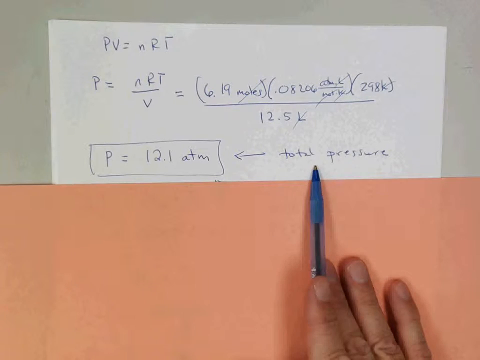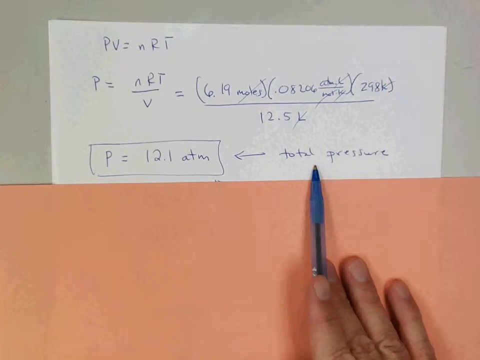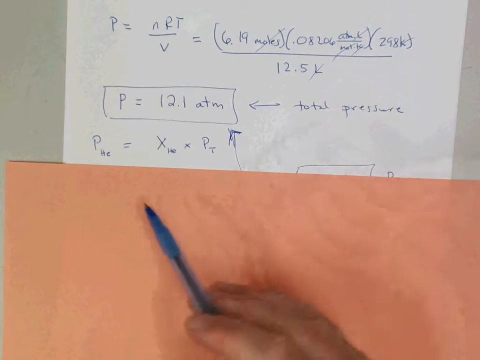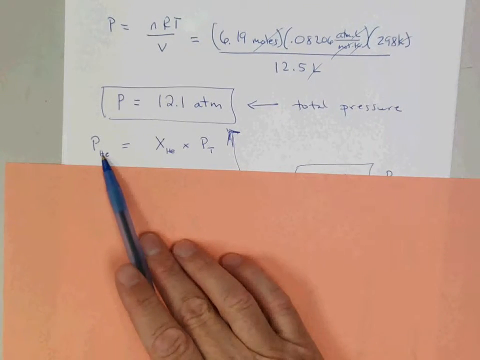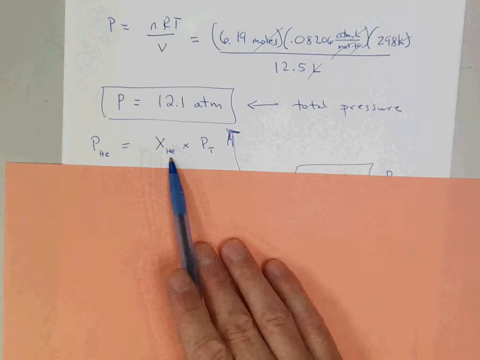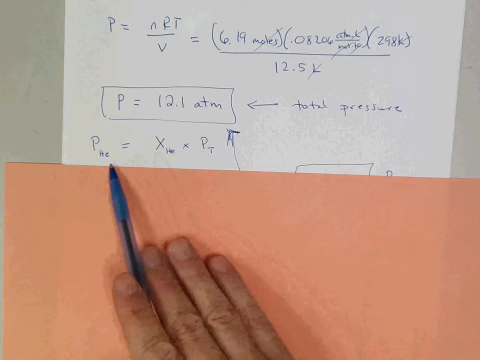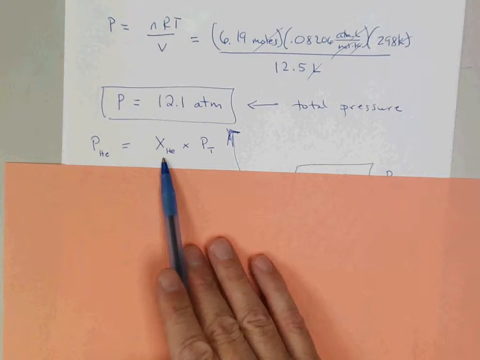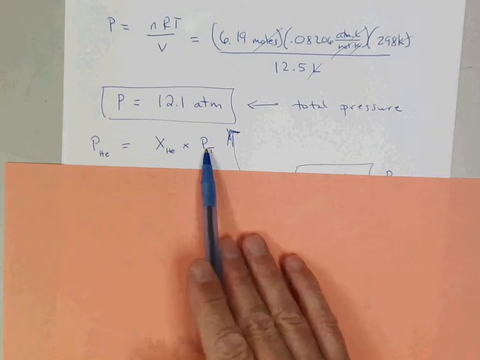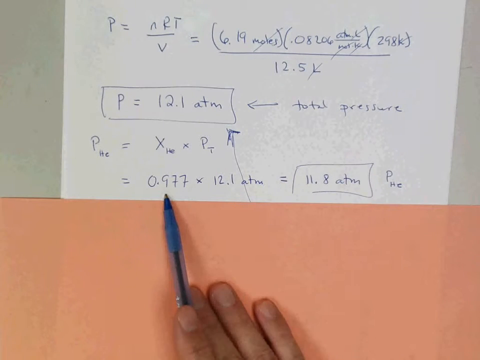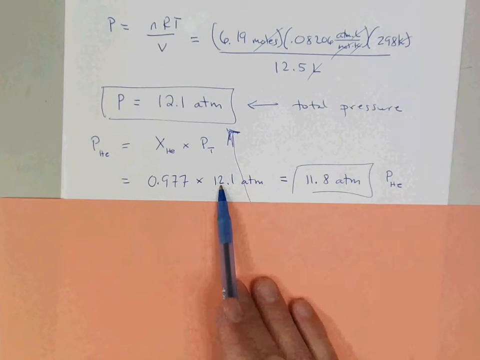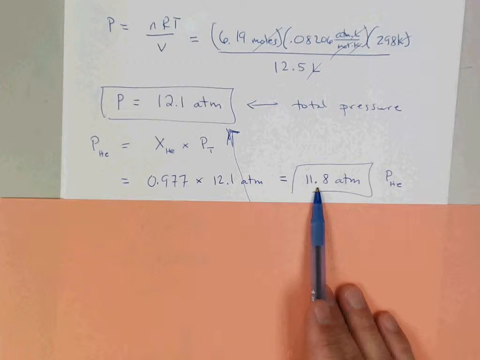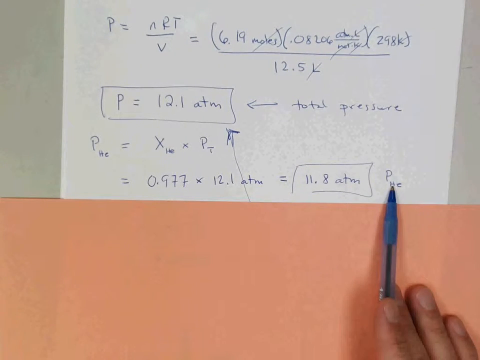Now that we know the total pressure, we can apply the mole fraction to find the partial pressure. Okay? And the partial pressure is basically taking the mole fraction times the total pressure. So if we want to find the partial pressure of helium, we take the mole fraction of helium and multiply it by 12.1. So we set that up. 0.977 times 12.1 ATM is equal to 11.8 ATM. And there's our partial pressure of helium.